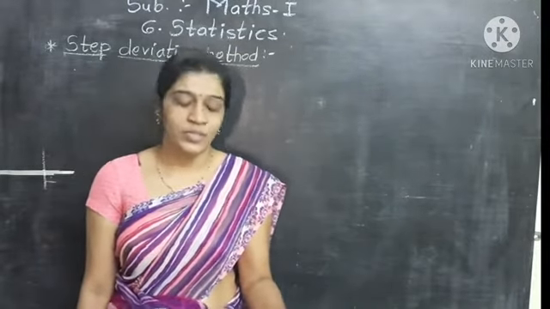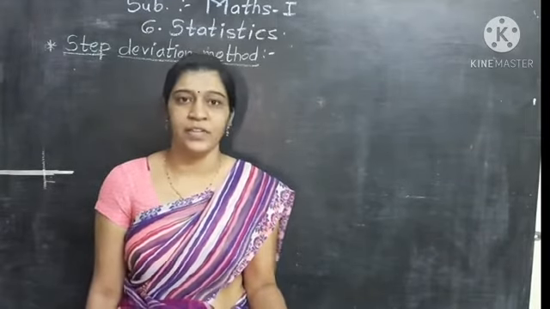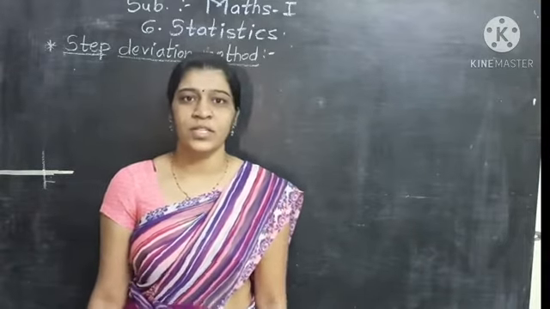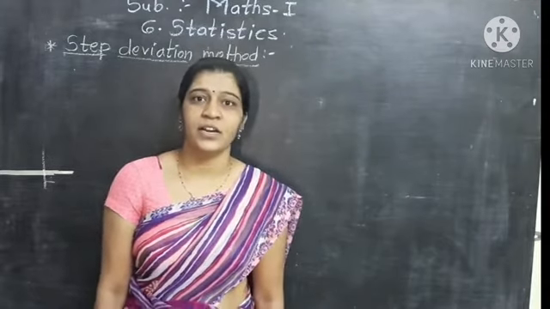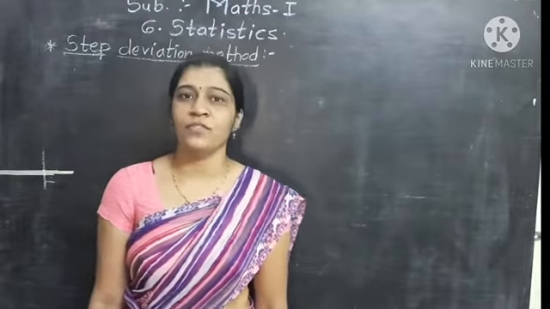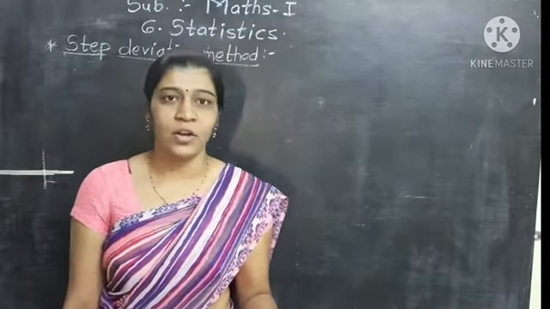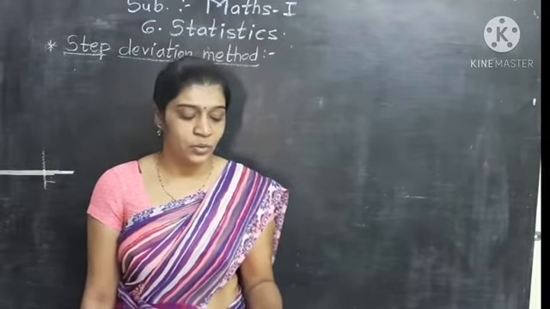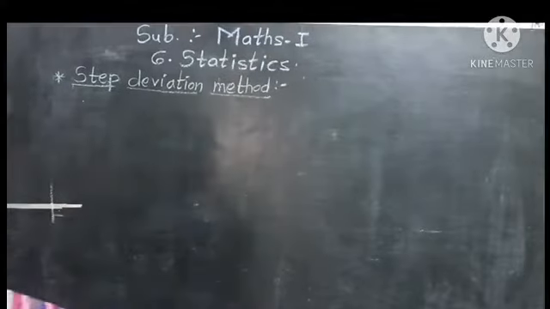There are 2 columns given: amount invested in rupees and number of families. So we start. Here there are 5 columns. The first column is the class, the second column is the class mark, and one more column is di, and we have a new column ui. We have to find the new column ui. So let's start how to find.